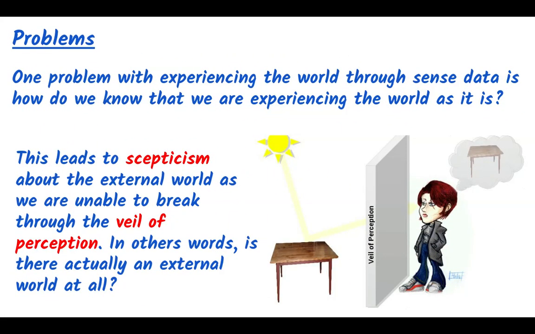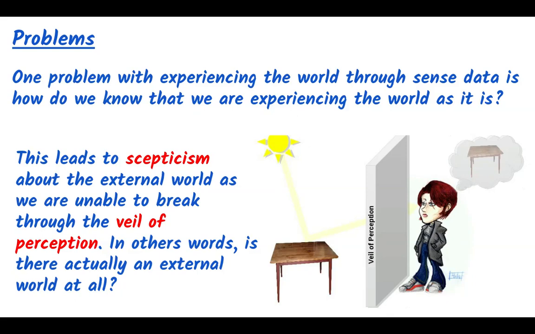So some of the problems associated with indirect realism, the first one, and perhaps the most difficult to overcome, is our experience of the world through sense data. And the difficulty with that is that if we're experiencing it through sense data, we can't experience it directly, and we can't experience the world as it is. In turn, this leads to skepticism about the external world. It's described as looking at the world through the veil of perception.